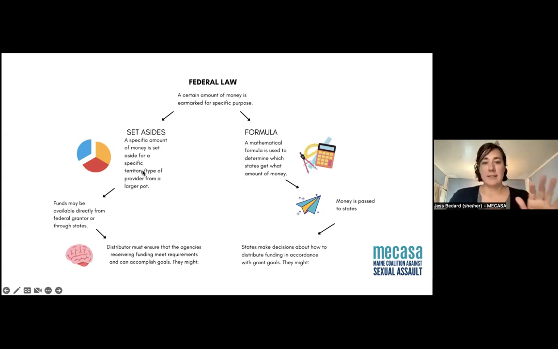On the left, you've got set-asides, which, unlike a formula grant, don't use a formula to determine how much each area might get, but there's a specific amount of money that is earmarked for a specific territory or type of provider from a larger pot. So these funds may be available directly through the federal government, or they might be passed through the state. But at the end of the day, either the federal government or its agent through the state is responsible for making sure that the agency that's going to get that money is still able to fulfill the activities and goals that are outlined in that project.